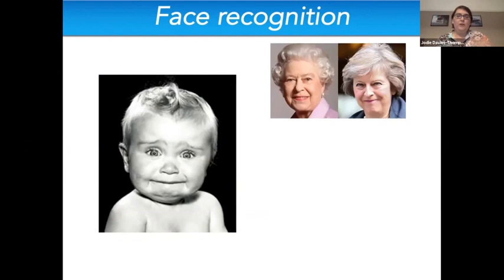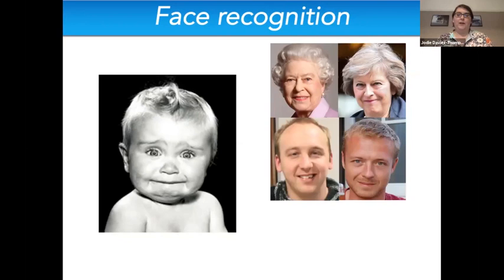When you see a face that is familiar to you, you're often able to pick out the identity of that person. Hopefully you know who these two figures are. This is the Queen and this is Theresa May, right? They both share some really similar features, but you're able to tell one face from another quite easily. You can do this even though two faces will often look really similar. For example, these are both blonde-haired, blue-eyed, middle-aged guys. For me, it's very important to tell these two people apart because one is my husband and one was my boss, so it's quite important to be able to tell who's who.